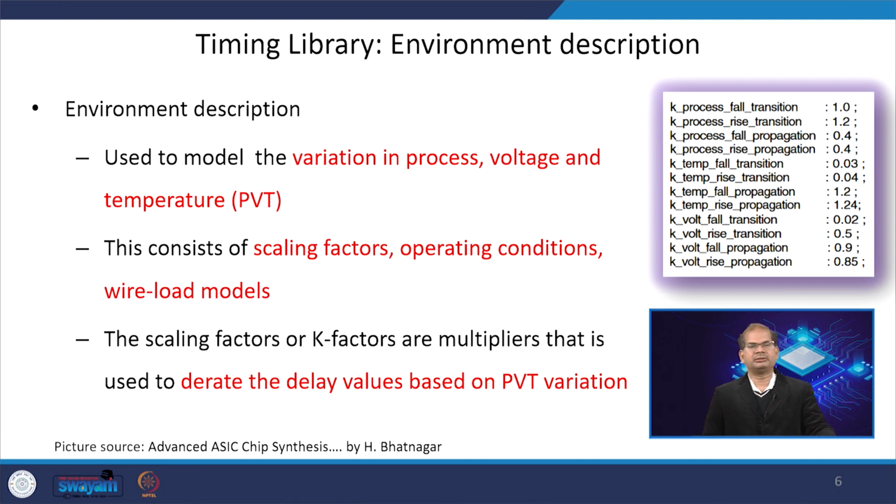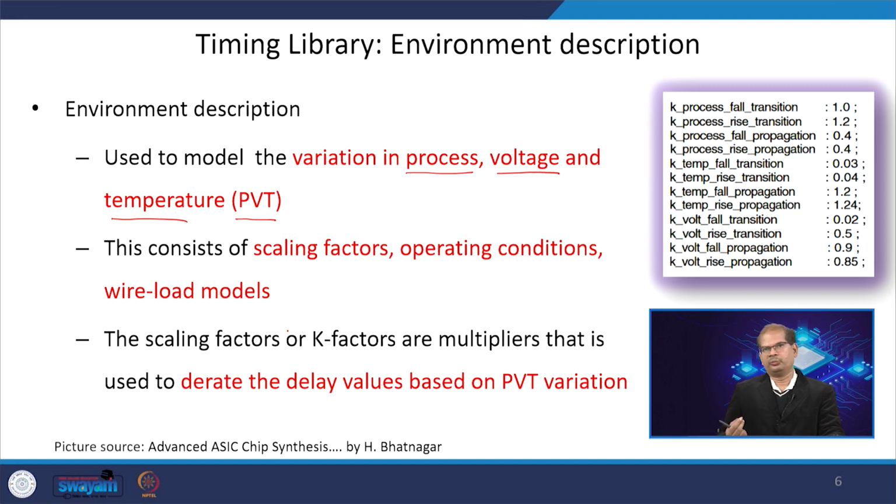This environment description is used to model different conditions. It is used to model the variation in process, voltage and temperature, that stands for PVT. If you change the process, your timing values will change. If you change the voltage or the temperature, your timing will change. Why do you need all this? Let us say I use a smartphone. If you use it for a longer period, it will heat up. Once it heats up, the behavior of the delay inside the chip will be different.